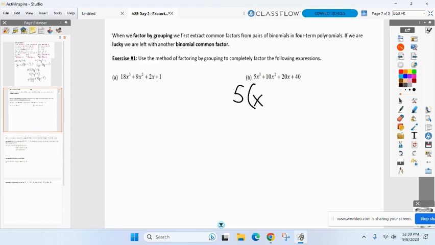X cubed. I didn't take an x out, right? Go ahead. Plus 2x squared. Good work. Plus 9x. Plus what? 4x plus, oh boy. Plus 10. Wait. Use your calculator. 8.